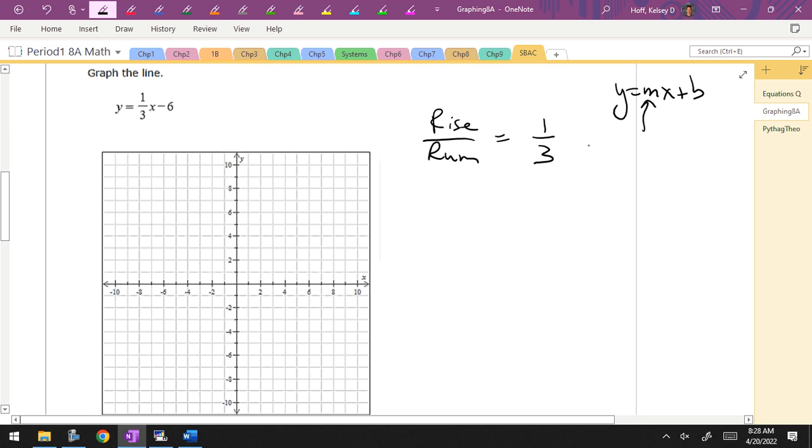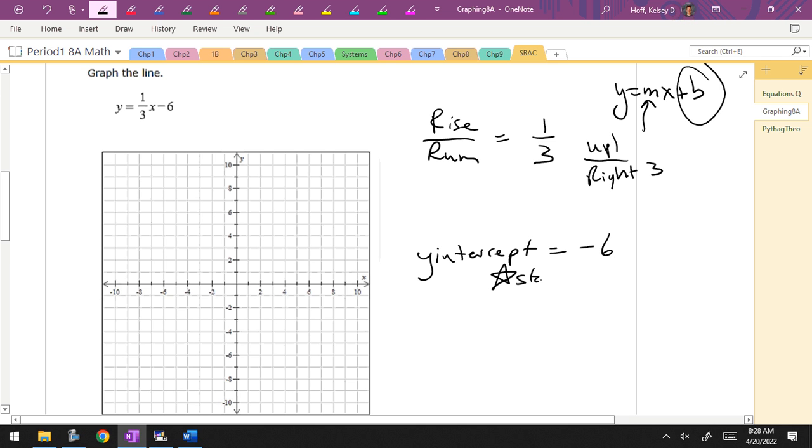Up 1 and right 3. Very good. They're both positive, so we go up and right. That's great. What's b stand for? Your y-intercept. Nicely done. In my equation, what's my y-intercept? Negative 6. This is where I start. Now, which one is your y-axis? This one or this one? This one. Always pay attention, right?